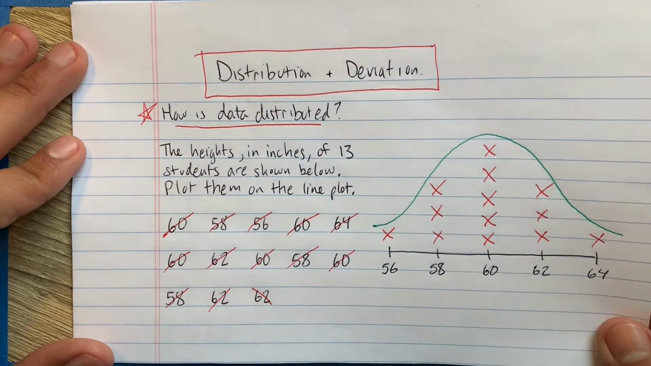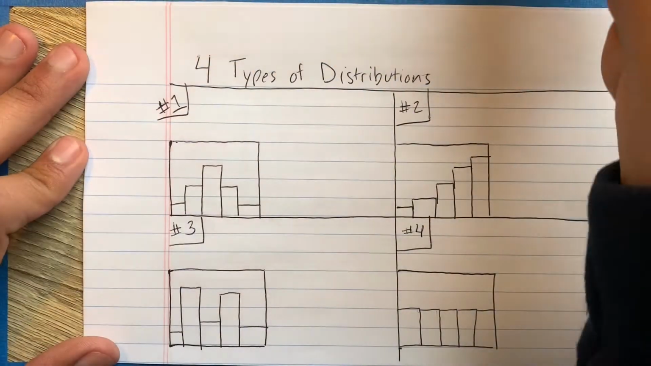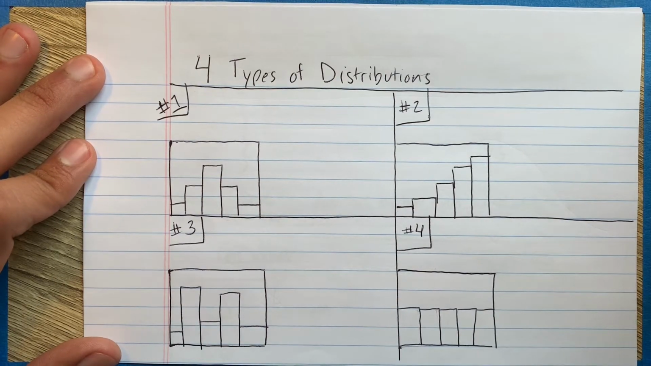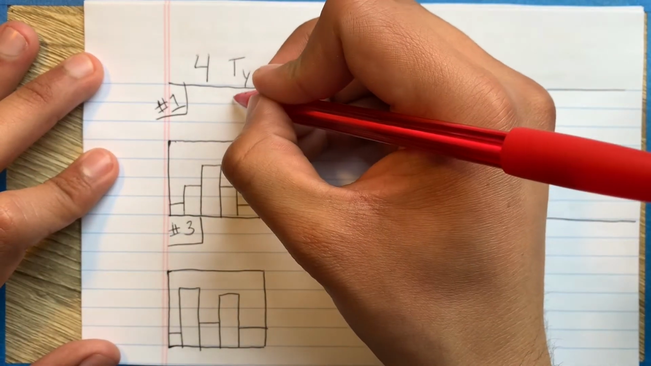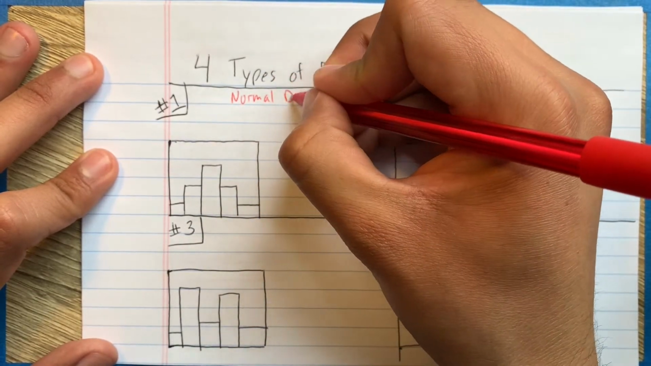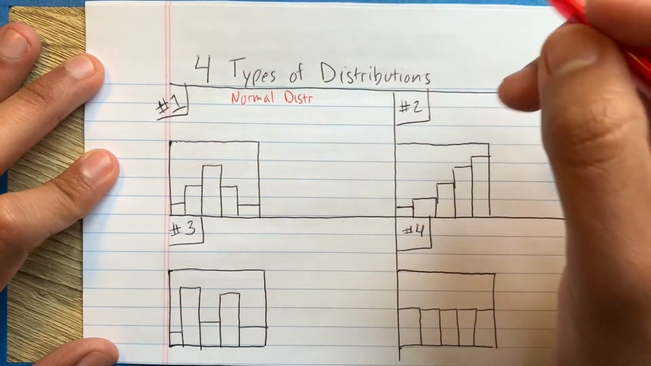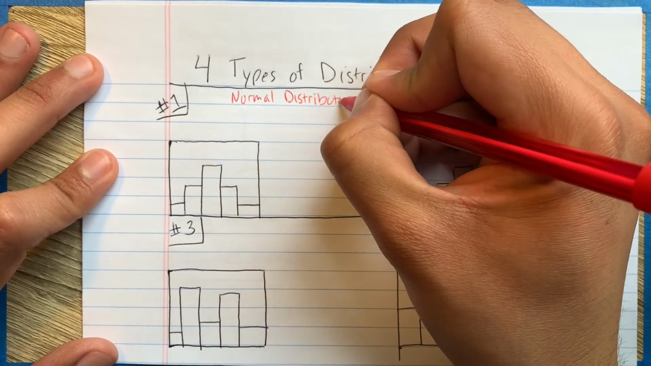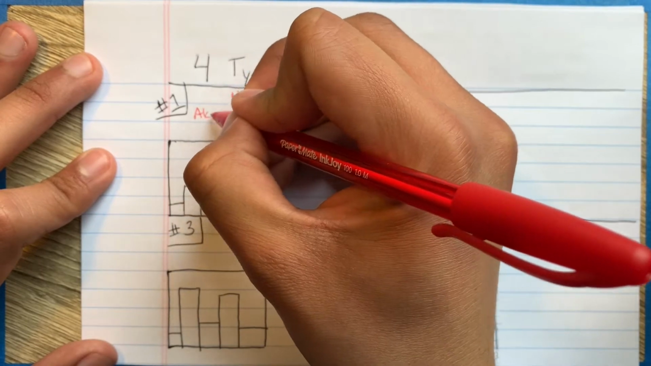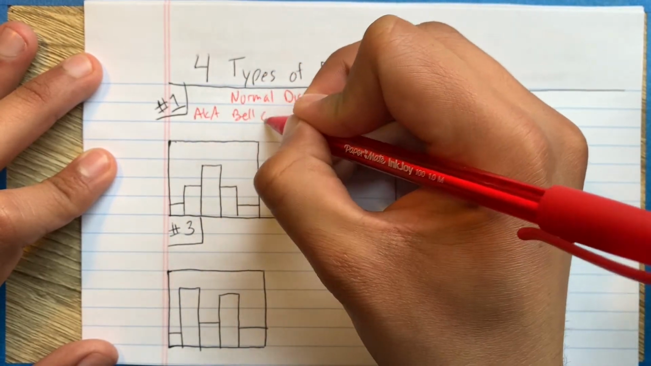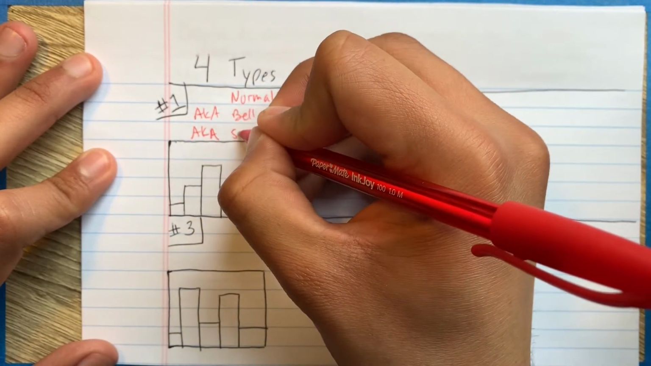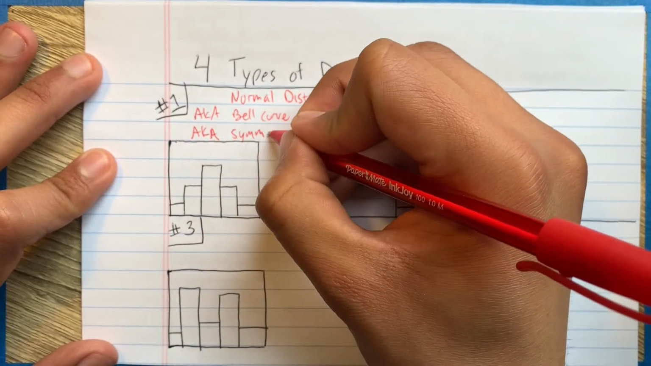This leads us into our 4 types of distributions. So we just saw one of them. We actually just saw the very first one. We call this type of data a normal distribution. So this is our first type of distribution. And we can also call it a bell curve. You'll see why in a second. We can also call it a symmetric distribution.